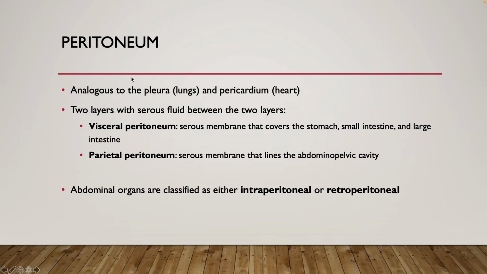So I briefly mentioned this idea of peritoneum a second ago and what it means. I said it's analogous to our pleura, which is associated with our lungs, and our pericardium, which is associated with our heart. Just like the pleura and the pericardium, it contains two layers: a visceral layer as well as a parietal layer. And just as with the pleura and the pericardium, the visceral layer is going to be on the surface of our organs because it's visceral, viscera meaning organ. The parietal layer is going to be lining the body cavity. In this instance, it's going to be lining part of the abdominopelvic cavity.